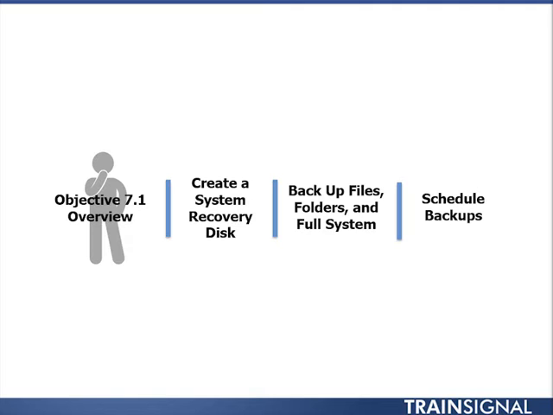The second objective is backup files, folders, and full system, which is about the most important thing you can do if you have critical data and you're not storing it in the cloud or something. And finally, the third sub-objective is to schedule backups. Backups, you can run them manually, of course, but nobody ever remembers to do that, so it's really important to schedule them to happen automatically. This is going to be a pretty quick lesson.